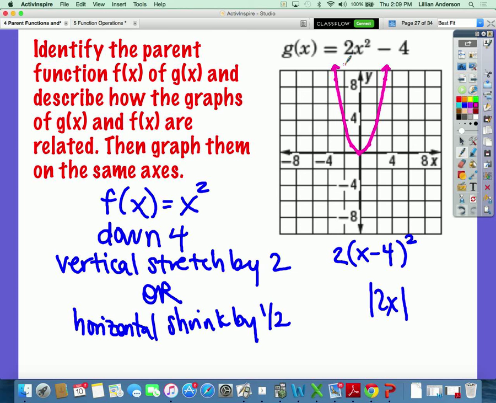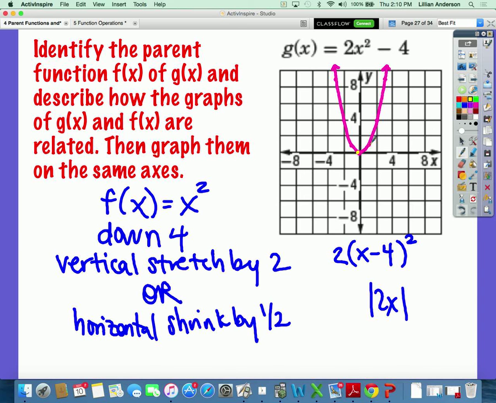But after we vertically stretch it. Remember, you always do your stretches, any of your dilations, before you do any translations. Okay? You're multiplying all of your y's by 2. You're multiplying all of your y's by 2.